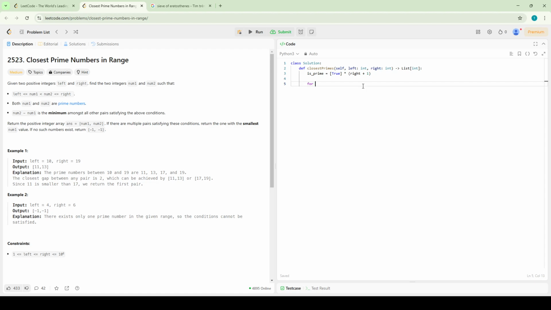Now for n in range, the first 2 numbers are actually non-prime, right?